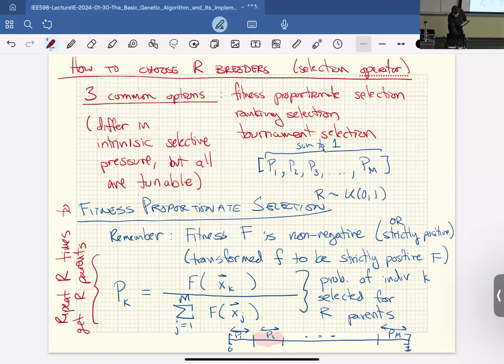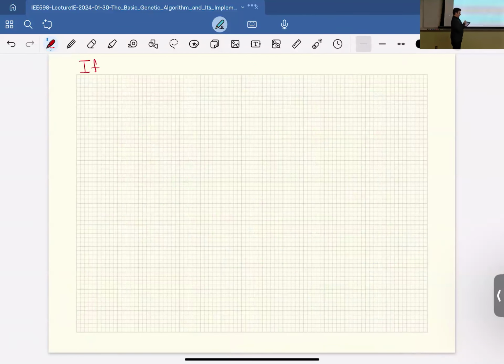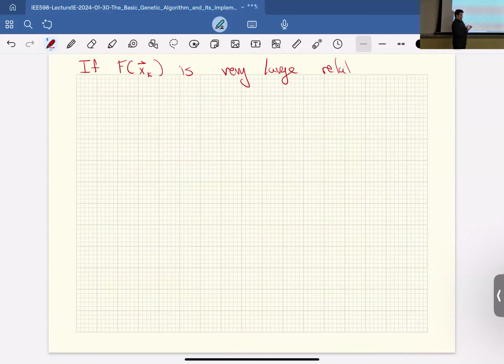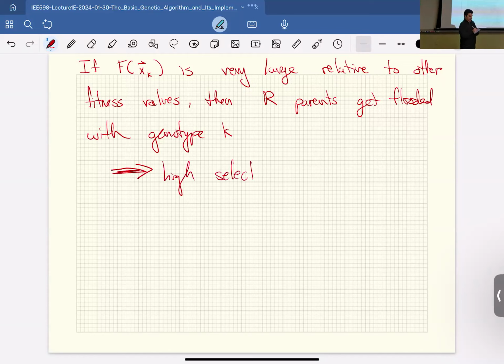The downside of this is that if f of x_k is very large relative to other fitnesses, then our parents get flooded with genotype K. So this is what we mean by it has high selective pressure.